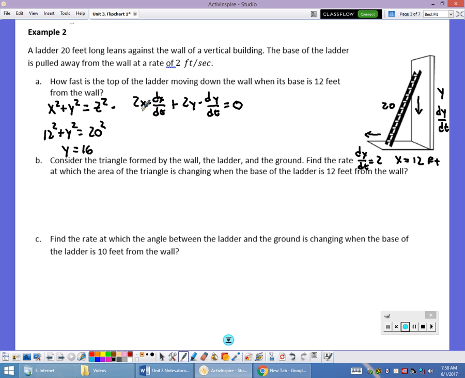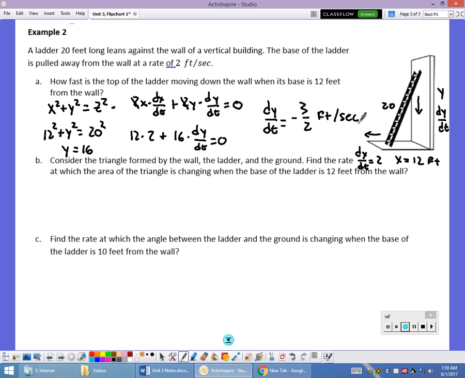Plug in all the values you know. The 2's will cancel out. These you can drop out, divide them out. The x value is going to be 12. dx/dt is going to be 2. It's getting larger. The y value we just found to be 16. The dy/dt is my variable, and that equals 0. And when I solved that, I found that dy/dt is negative 3 over 2, and that's feet per second. Okay, we're going to use that information for B and C.